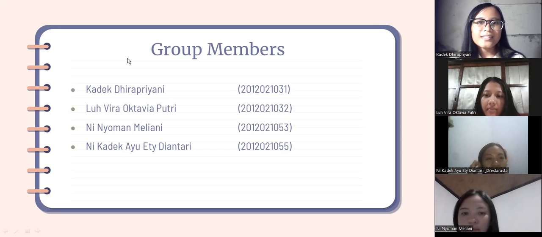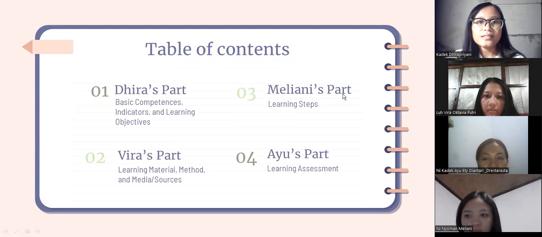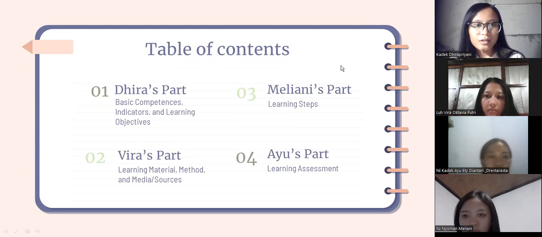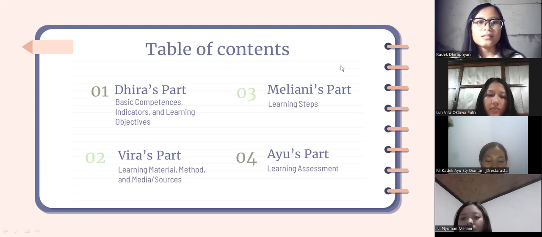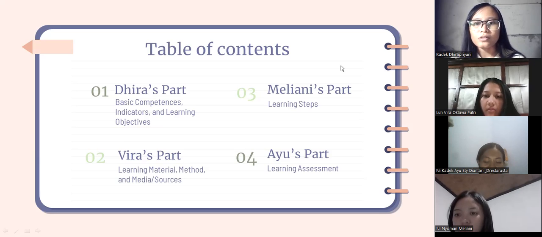In our group presentation, there will be 4 contents that our group will explain later. The first one, as usual, is my part. I will explain the basic competencies, the indicators, and the learning objectives. The second is Vira's part: the learning material, the method, and the media or sources. The next is Meliani's part. She will explain the learning steps, and the last but not least is Ayu's part. She will explain more about our learning assessment.